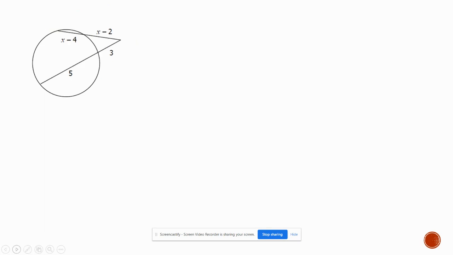Our third and final is another example of a secant sequence. Notice that I need to combine these together. So I'm adding x minus 4 plus x minus 2 to get the whole piece. Well, x plus x gives us 2x. Negative 4 minus 2 gives us negative 6. So once again, if I'm thinking whole times external equals whole times external, then I want to take the whole piece, which is this 2x minus 6, and multiply it by the external part, which notice is x minus 2.